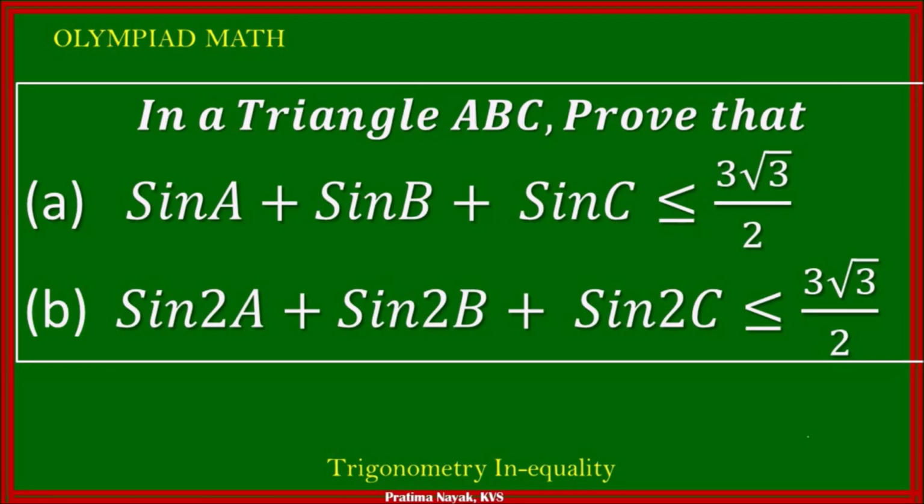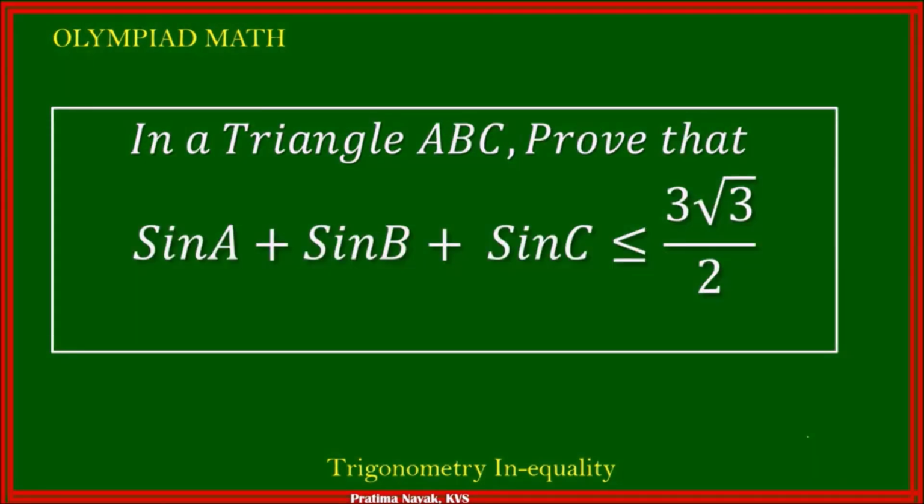One question we'll do by Jensen's inequality, the other second question by a different method. So let's see the first question. It is sin A plus sin B plus sin C is less than or equal to 3 square root 3 by 2. We'll prove this by Jensen's inequality. The question is: in a triangle ABC, prove that sin A plus sin B plus sin C is less than or equal to 3 square root 3 over 2.